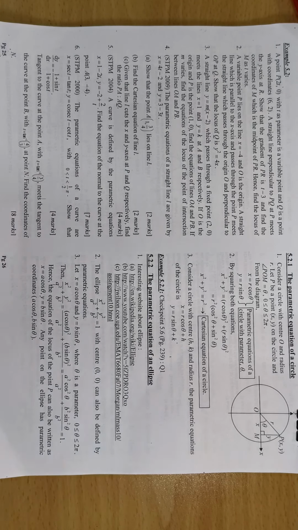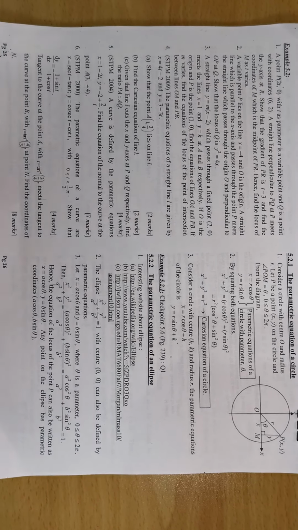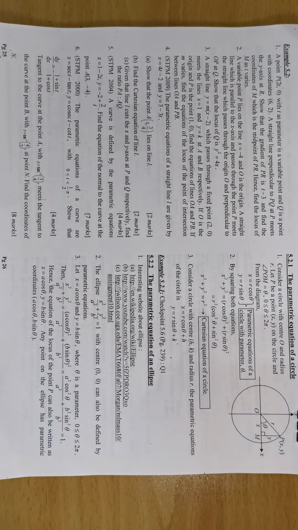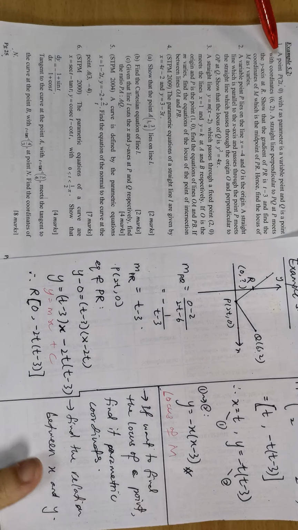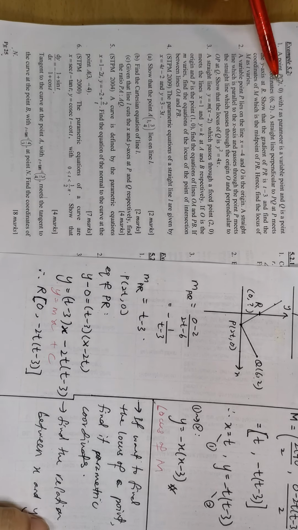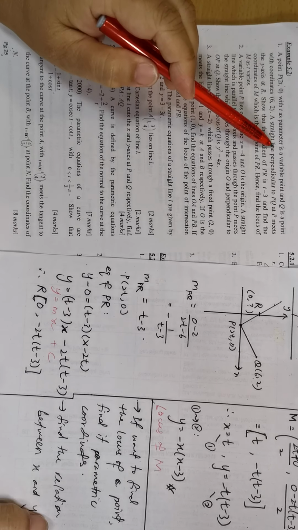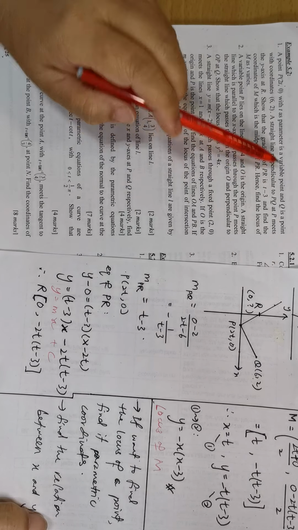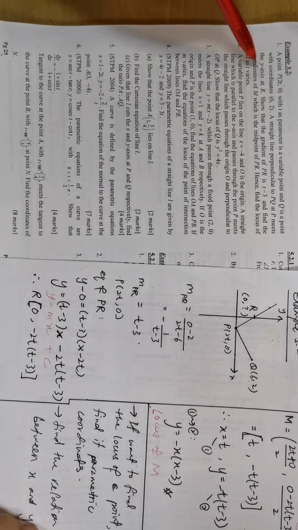Let's look at example 5.2. You see the question says: a point P with parametric equations is given, x equals 2t and y equals 0, with t as the parameter, so it's a variable point. A variable point means P is moving. And Q is a point with coordinates (6, 2).